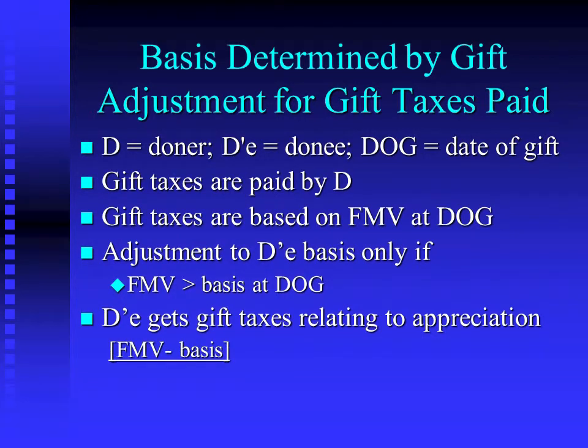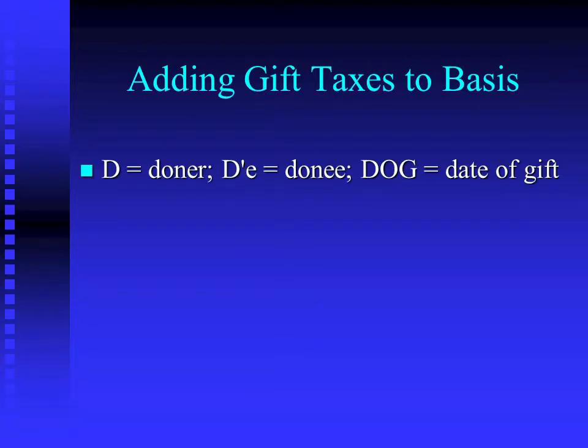You take the fair market value minus basis, and you divide it by the fair market value, and that's the percentage of the gift taxes that will increase Junior's basis. So here's a mathematical example. At the date of gift, Grandma's getting ready to give it to you. It's worth $17,000.